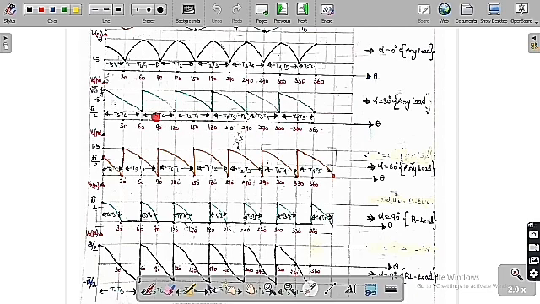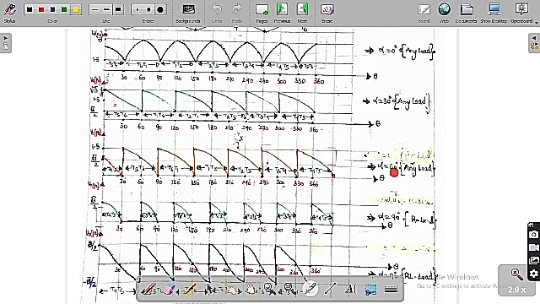Whenever T1 and T6 conduct, I have already told you the output voltage is equal to VAB. Like that we are going to draw the graph. So for alpha equal to 30 degree, we get the graph in this format.